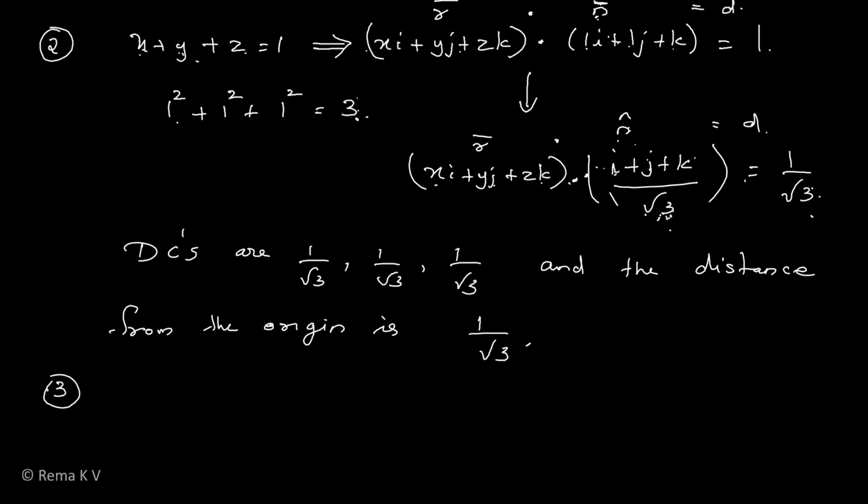Okay, try another one. 2x plus 3y minus z is equal to 5. This is the equation of a plane. How can you write this in vector form? Please give your answer in vector form.